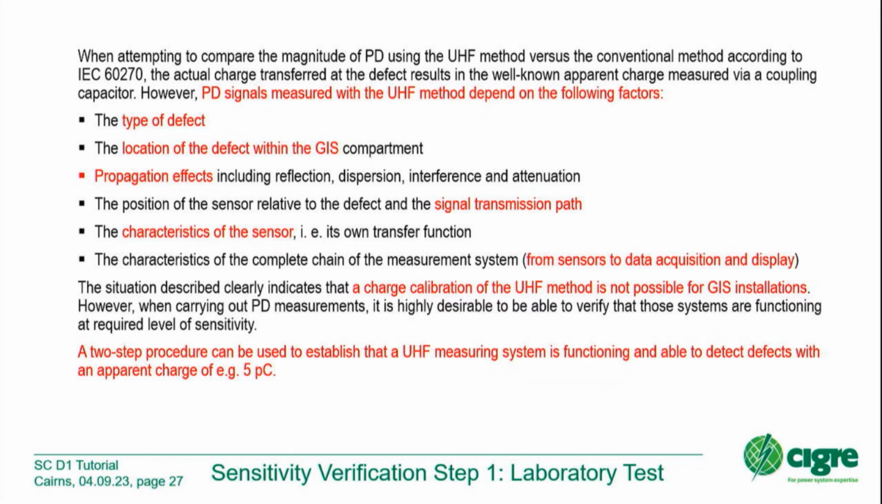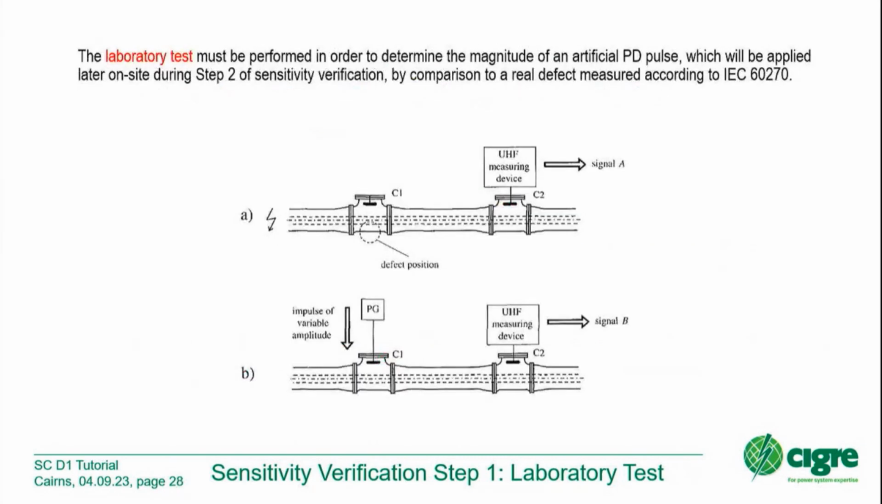Characteristic of the sensors, the transfer function we already discussed, and we have to think about the data acquisition and display. Once again, charge calibration, that's not possible. Segre was showing in the electric paper a kind of sensitivity verification check, where we had these two-step procedures looking for the magnitude of an artificial pulse generator compared with the required PD detection sensitivity, in this case 5 picocoulomb.